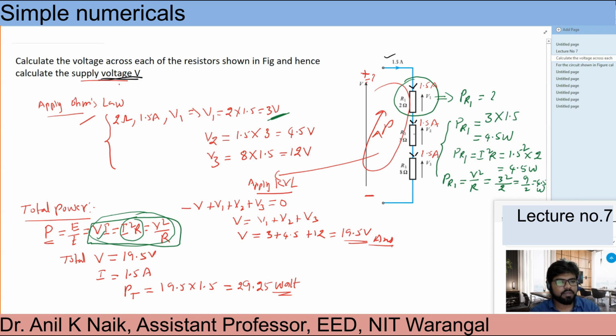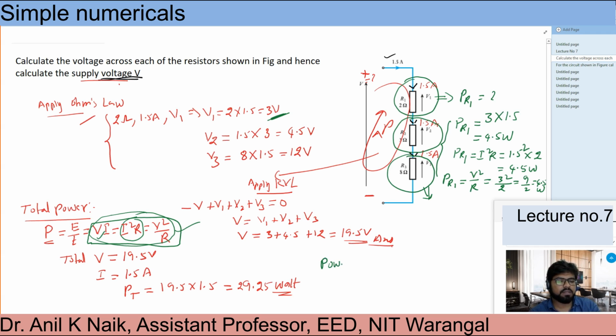So similarly, can you calculate what is the power here? We can calculate because you already know voltage, current, and resistance also. You can use any one of these expressions and you can calculate. Similarly, you can also do it for this one. So this is how we are going to calculate the power.